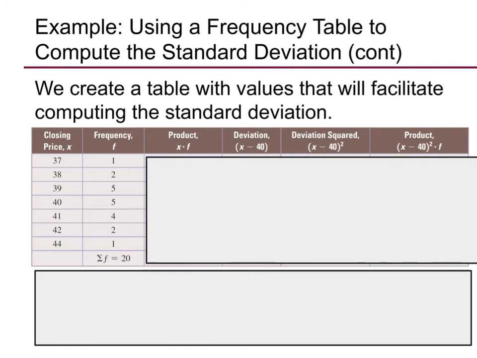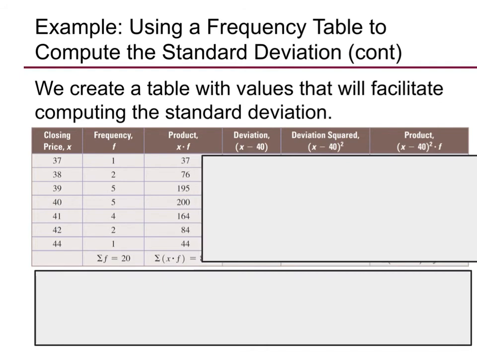To continue filling in the table, and this is all stuff that we're going to need to find the standard deviation, the next column has us fill in the product x times f, the data point times the frequency. 37 times 1 is 37, 38 times 2 is 76, 39 times 5 is 195, and so on as you go down. If you add up all of that, you get the 800 that I previously got when I was computing the mean. 800 divided by 20 is the mean, 40. So these first two columns help me find the mean.